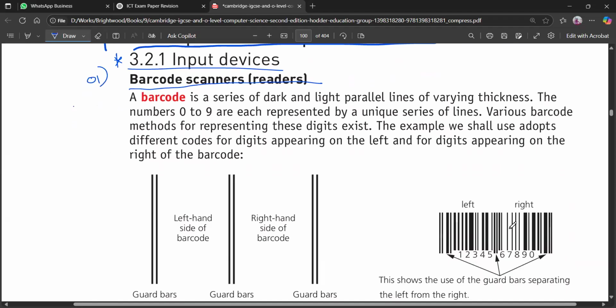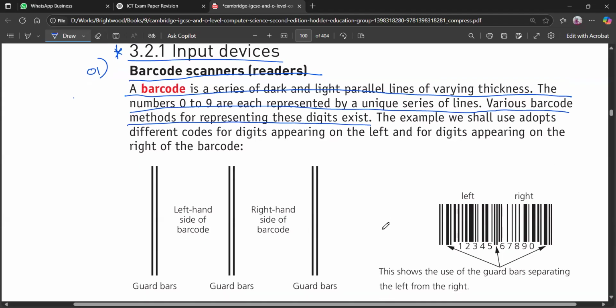They have a meaning, representing the digits 0 to 9. Each line represents a value by its darkness. There are various barcode methods to represent digits. Can you write this down? The first input device: barcode readers, scanners. Write this one.